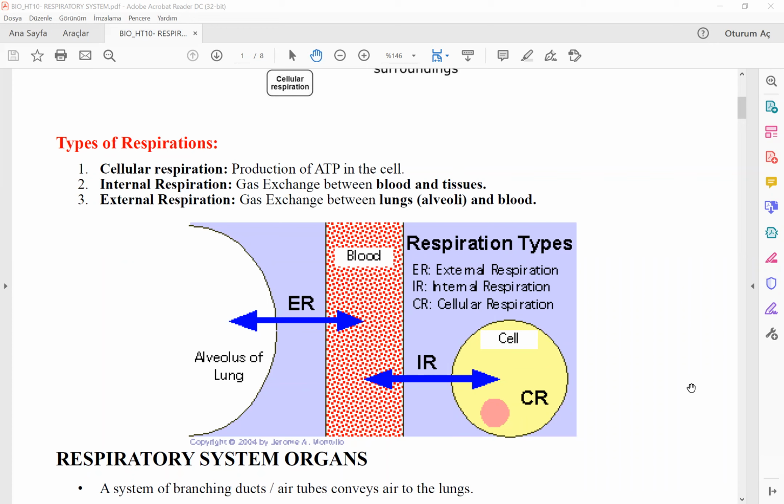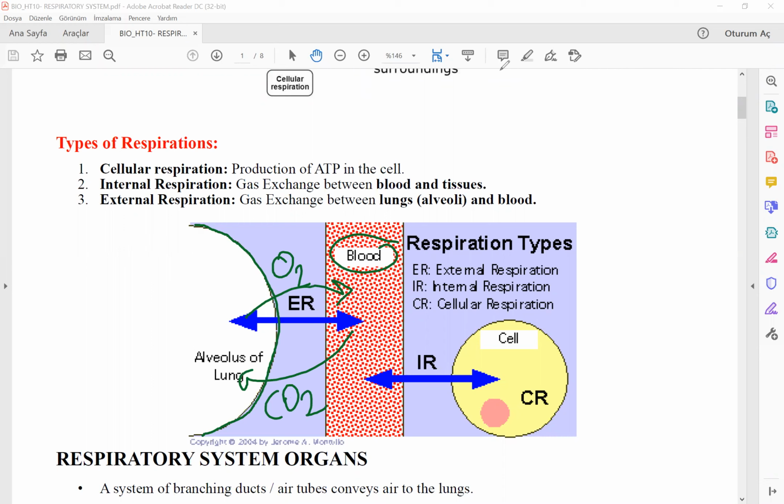So let's look at the picture. This is the alveoli of the lungs, and this is the surface area of the alveoli. And there is a capillary blood vessel here. With external respiration, oxygen gas is sent from the alveoli to the blood capillaries, and carbon dioxide is diffused from the blood vessel to the alveoli. And this is external respiration.